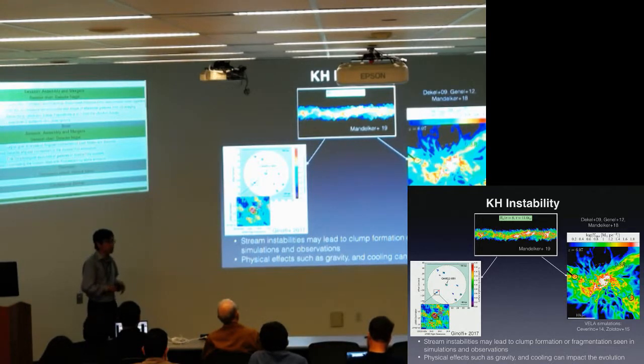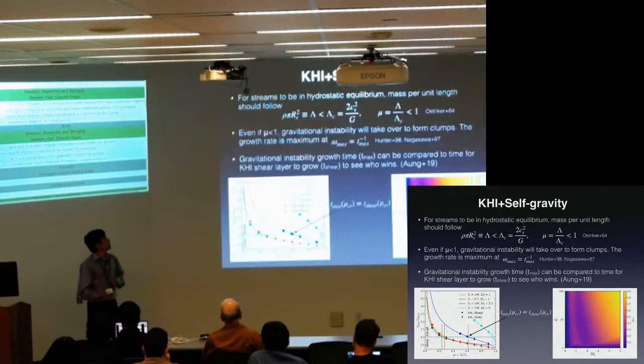But you have to take into account physical effects such as gravity and cooling to actually interpret these results, because gravity can cause these clumps to collapse, and cooling can cause condensation onto the clumps and so on. So the thing that I will mainly focus on is the KHI plus self-gravity.